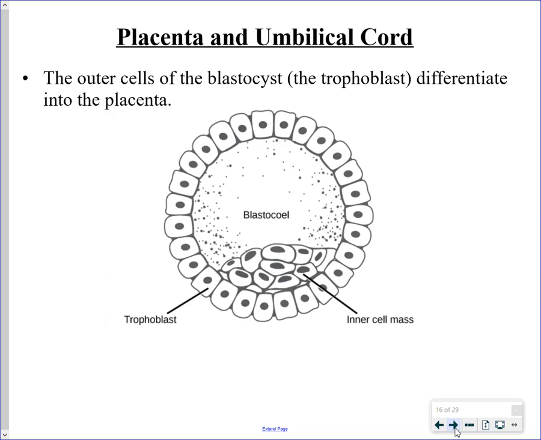So I'm going to go back and just review a little bit about a couple of the extra embryonic structures, the placenta and the umbilical cord. So a little bit of a reminder, this is our blastocyst that we're taking a look at here. Inner cell mass, again, this is really what is forming the embryo for the most part. And the trophoblast is producing the extra embryonic structures for the most part. So a couple of those extra embryonic structures, they are the placenta and the umbilical cord.